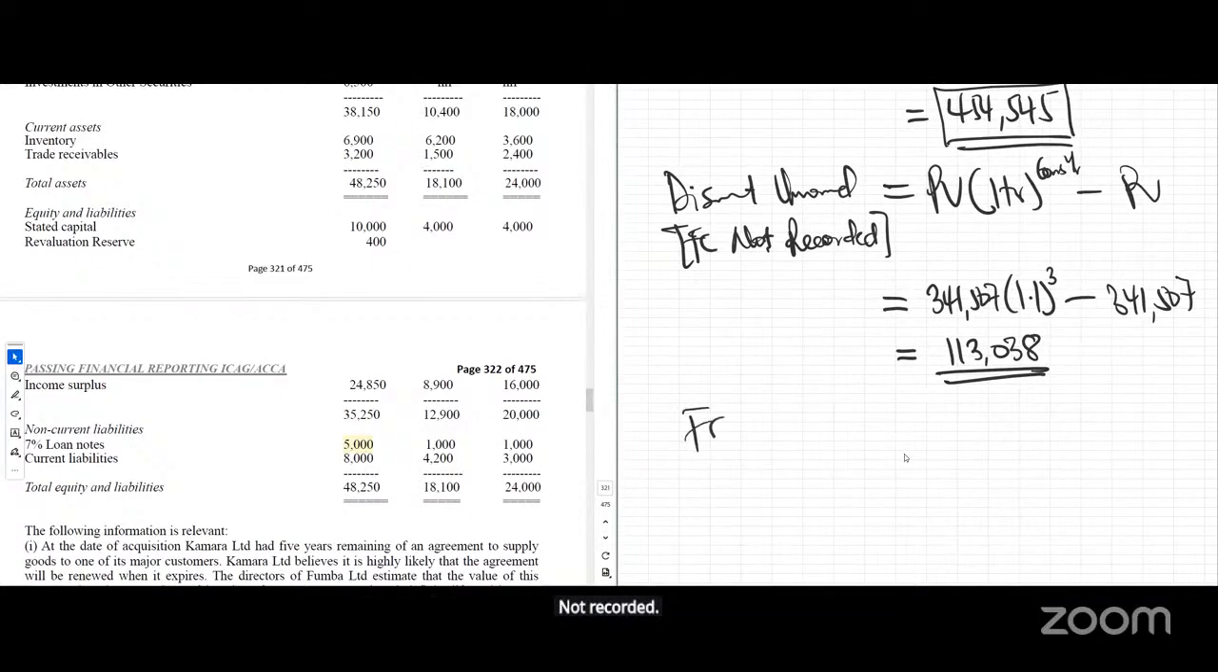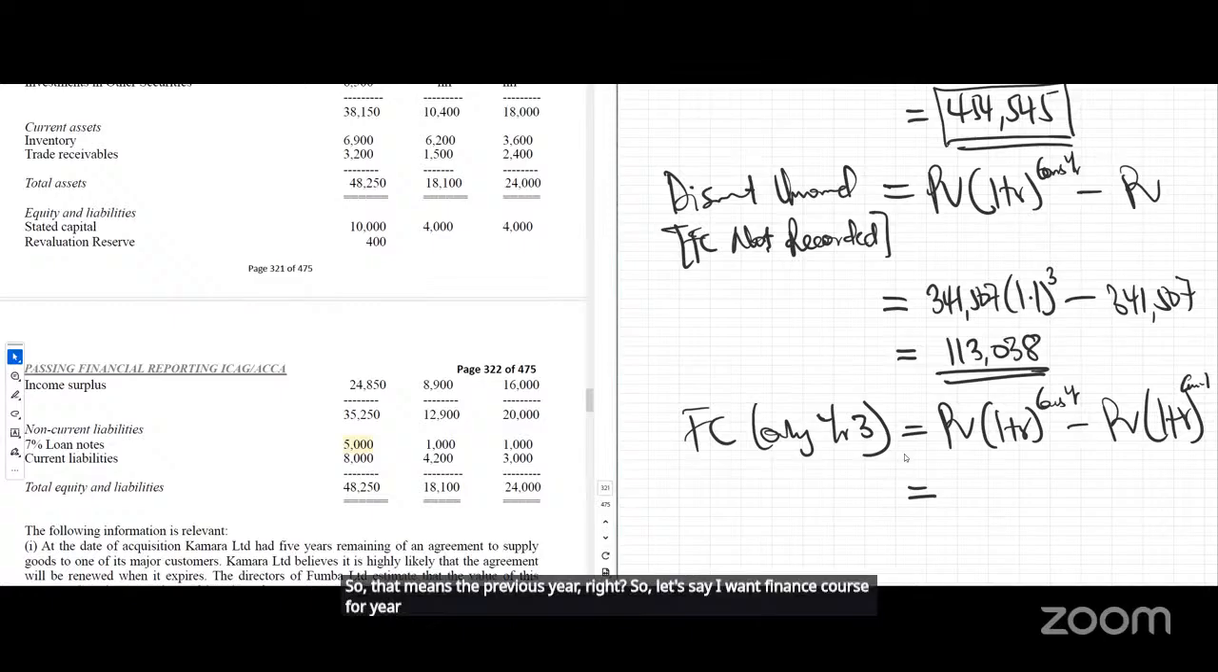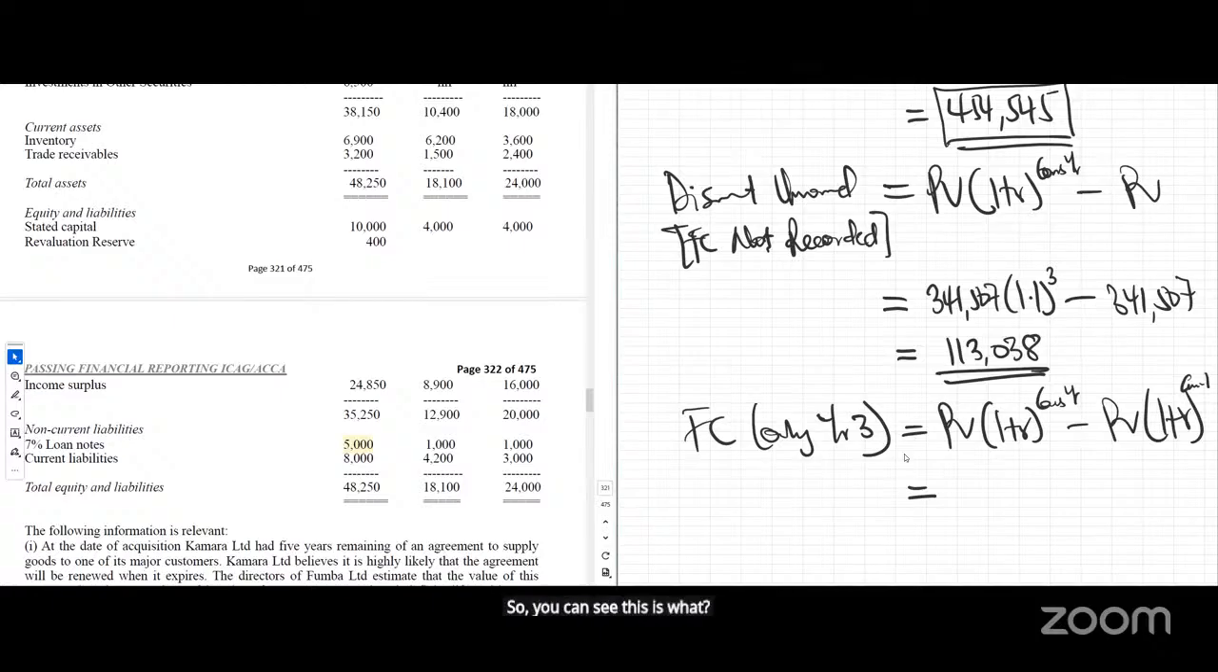If I want finance cost for only year 3, I can simply say this one becomes PV times 1 plus R to the consolidation year I'm standing in, minus the previous year, which is PV times 1 plus R raised to the power of the consolidation year minus 1. That means the previous year, right? So let's say I want finance cost for the year 3 I'm standing in.